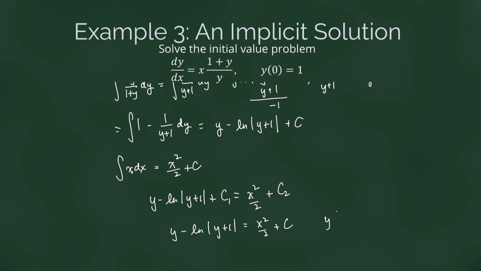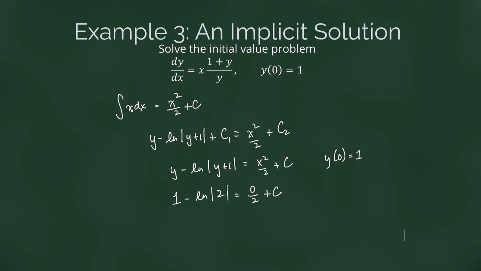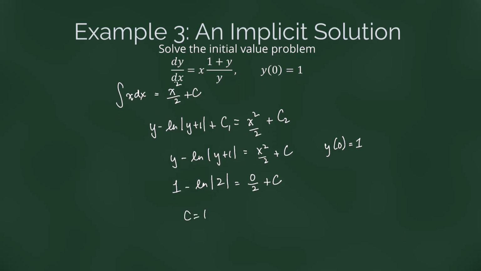Now we'll apply our initial condition, which was that y of 0 is equal to 1. So we'll replace all of our x's with zeros and all of our y's with 1s, and that will help us figure out what c is. So we get 1 minus the natural log of the absolute value of 1 plus 1, which is 2, is equal to 0 over 2 plus c. So c must be 1 minus the natural log of 2.